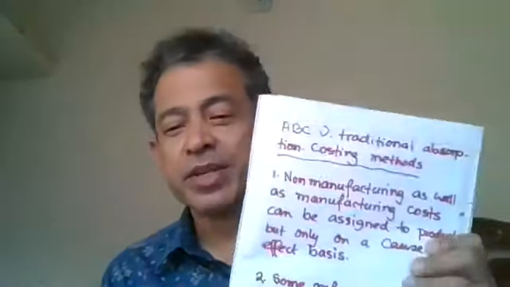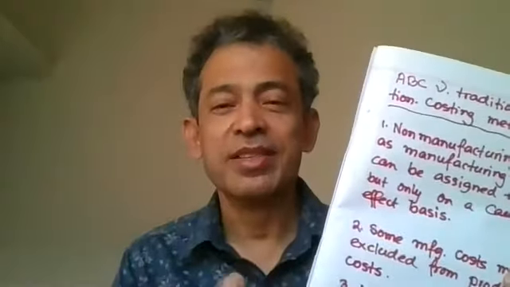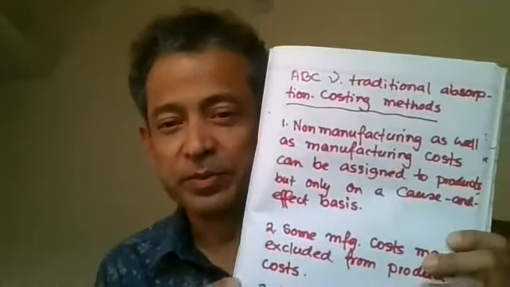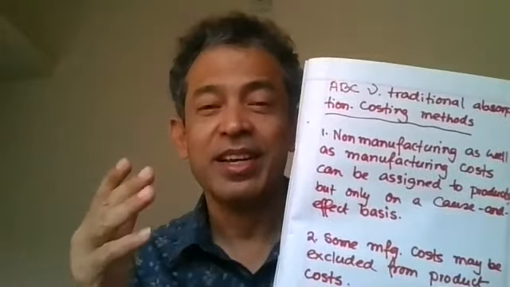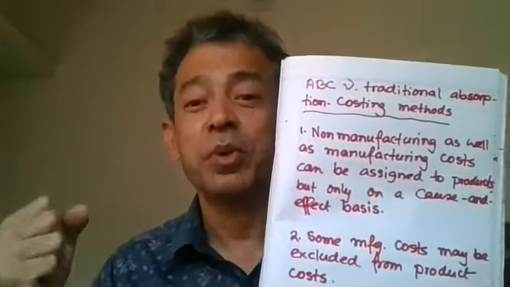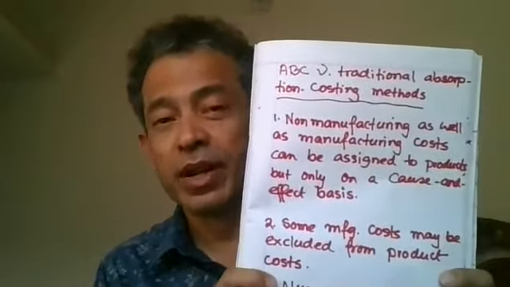Let's make a comparison between the two, ABC versus traditional absorption costing methods. Basically, ABC versus job and process costing together. So ABC is taking them head on. You can see ABC is fighting against two of the bulls, two of the real strong players in managerial accounting.